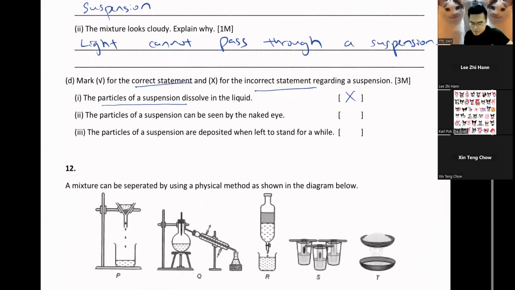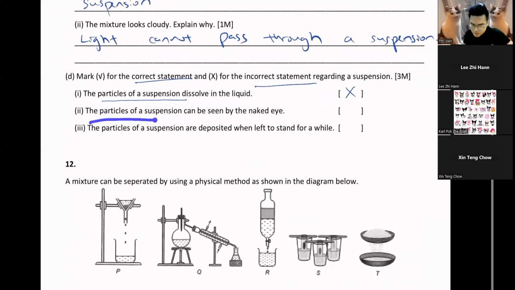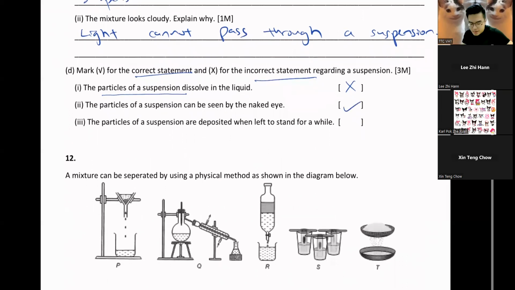Number two, the particles of a suspension can be seen by the naked eye. Can you see sand in water? Yes, you can, because they don't dissolve. You can see it with your eyes. Number three, the particles of a suspension are deposited, means they sink, when left to stand for a while. Just like your Milo, they will settle if you don't stir it.